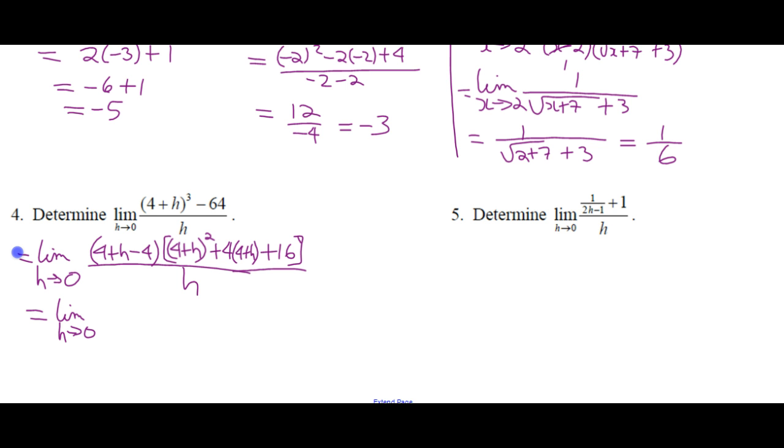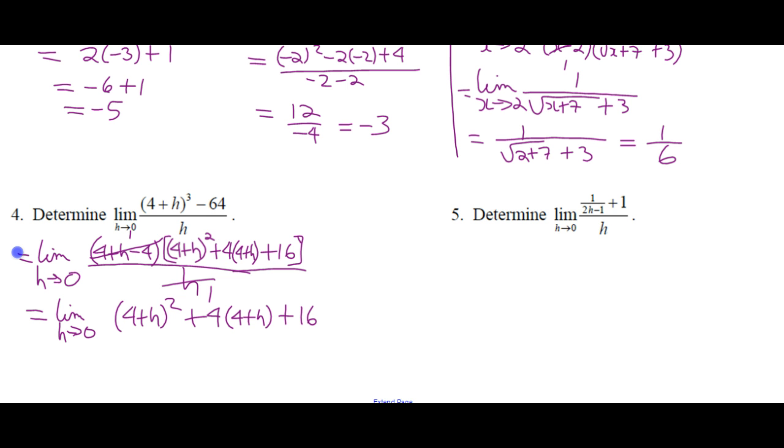Okay, so what do we got here? 4 plus h minus 4 is an h. So this is going to take out this. Right? 4 plus h minus 4 is h. That's one of the factors. And there's an h on the bottom, also a factor. Just take them out. Okay. And then what are we left with? We got 4 plus h squared plus 4 times 4 plus h plus 16.